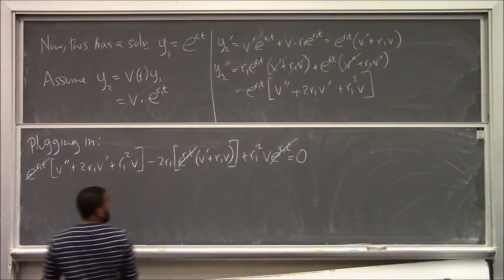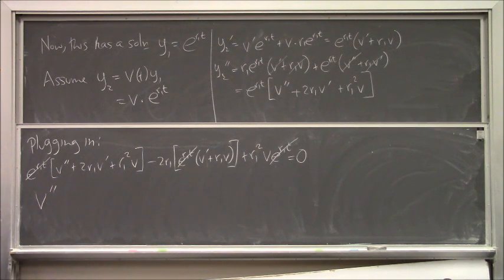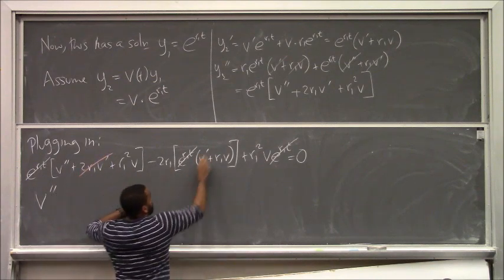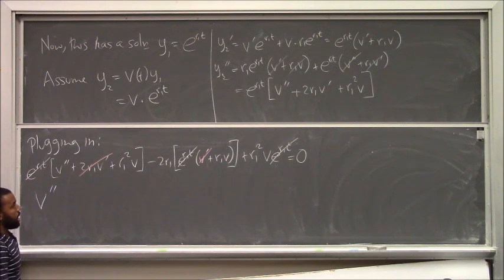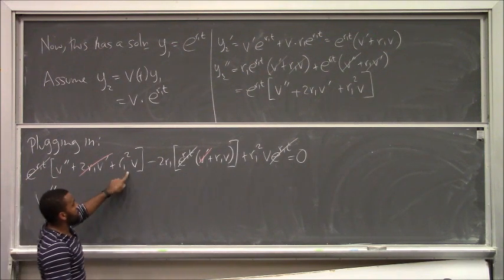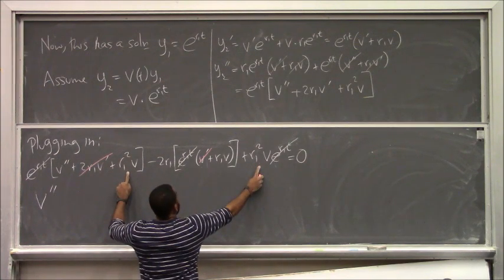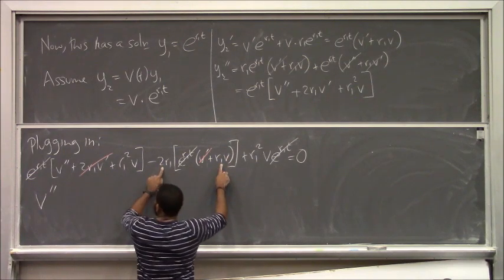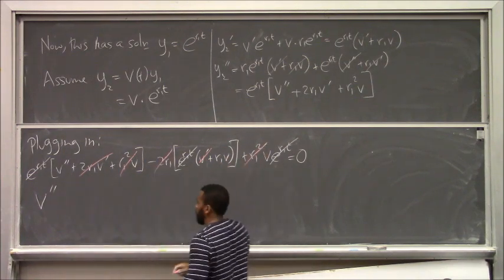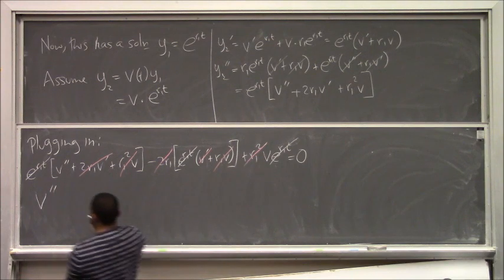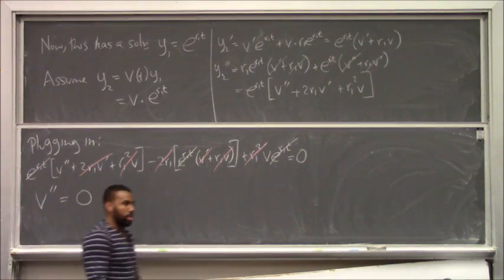Now let's actually start to group. We're going to have a v double prime. Now what? I'm going to have a 2r1v prime minus 2r1v prime. See that? So this guy here is going to kill this. I would have an r1 squared v minus 2r1 squared v plus an r1 squared v. That's 2 minus 2 r1 squared v's, all gone. So v double prime is only left. That's what this reduces to.